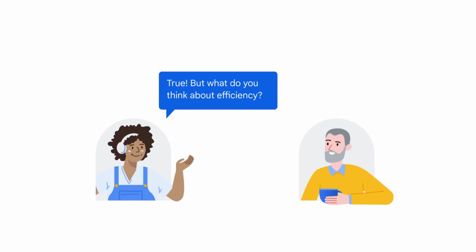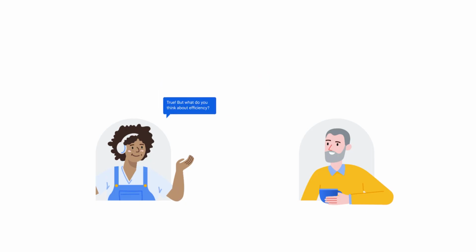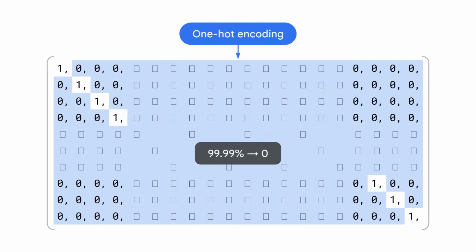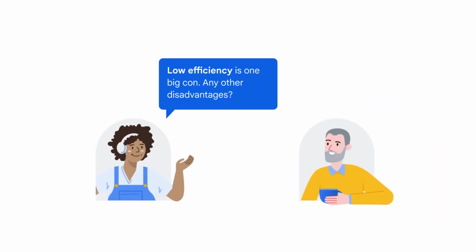True. But what do you think about efficiency? Good call. It might not be that efficient. I can imagine a gigantic matrix with 99.99% of elements being 0. This sparse matrix can lead to computational waste and model overfitting. Yes, low efficiency is one big con. Any other disadvantages you can think of?